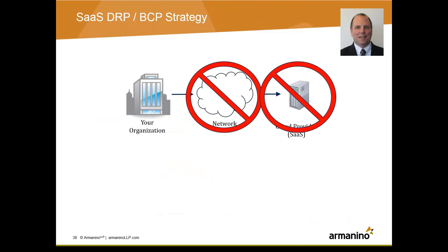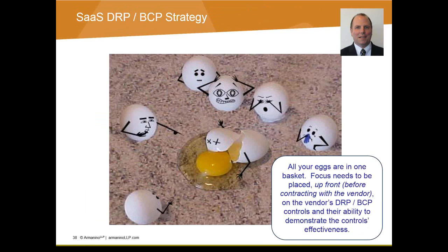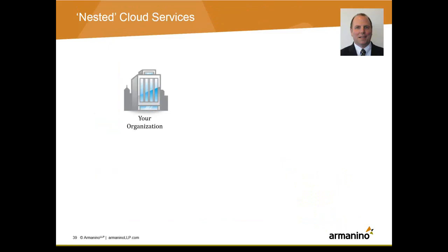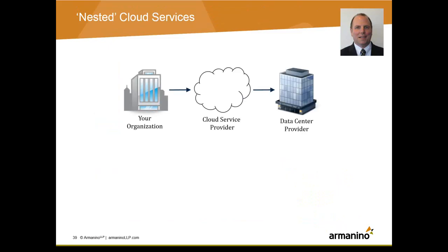Alternatively, if you have a SaaS solution, right? So this is where you're just a user of the system, they do everything. If the network or they are down, again, you're just as down. When you get to business continuity planning and what is your strategy, you've got all of your eggs in one basket. So you need to really focus your attention in that scenario on choosing wisely with your vendor and making sure that they have business continuity in place and that there is an independent assessment of that you can rely on to make sure that they're going to be available when you need them.